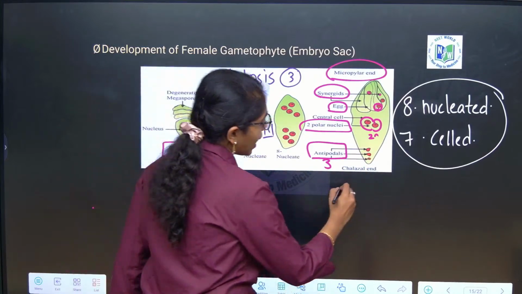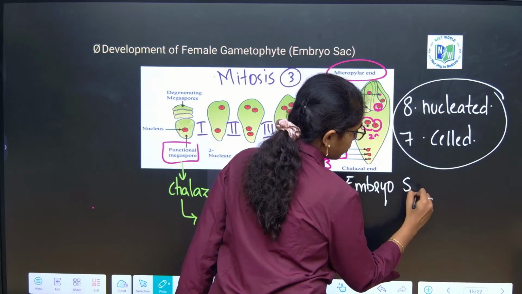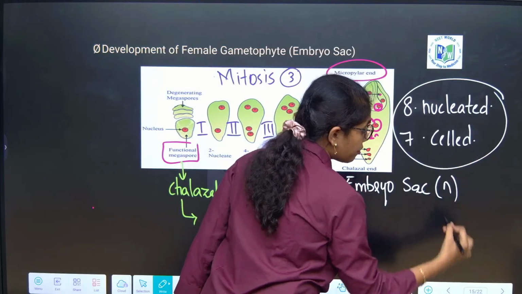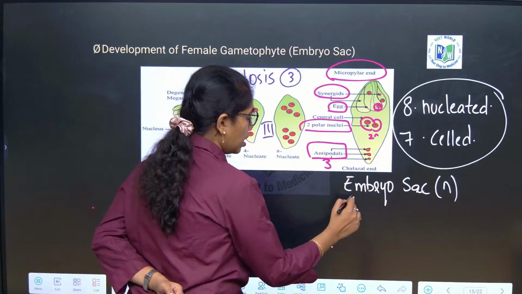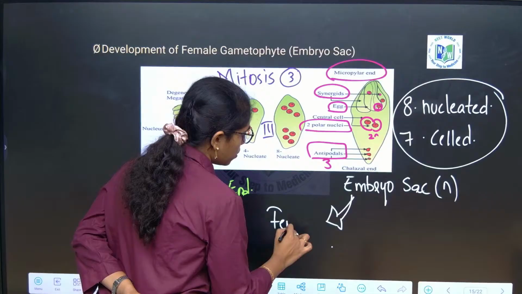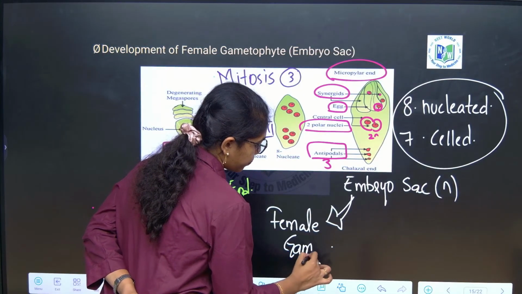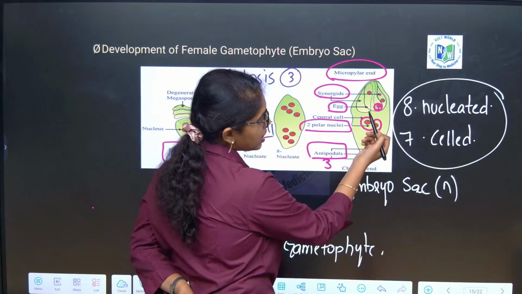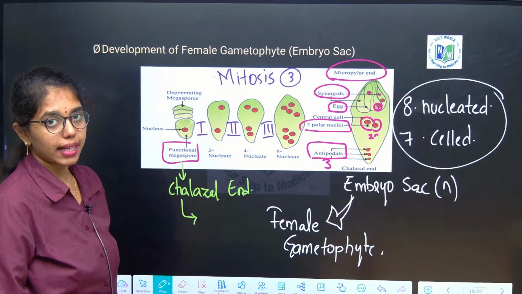So, the embryo sac is haploid. What is the female gametophyte in the angiosperms? Embryo sac is the female gametophyte in the angiosperms. Why is it called the female gametophyte? Because it bears the female gamete, that is the egg. That is why it is called the female gametophyte.